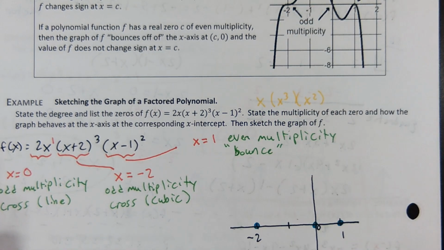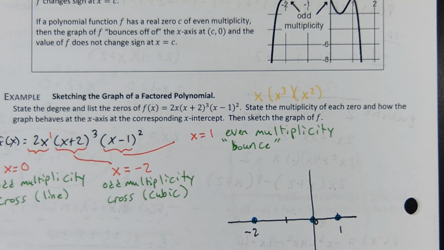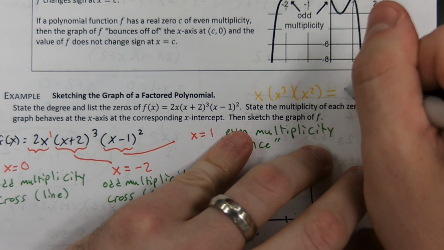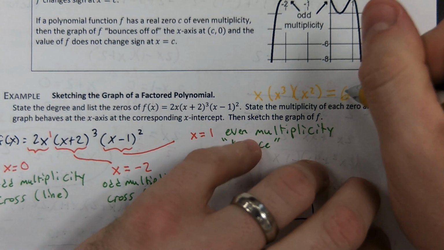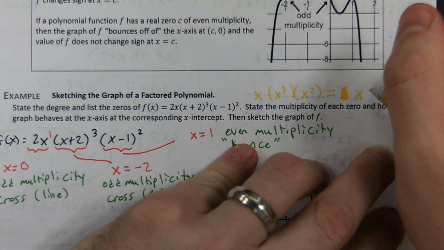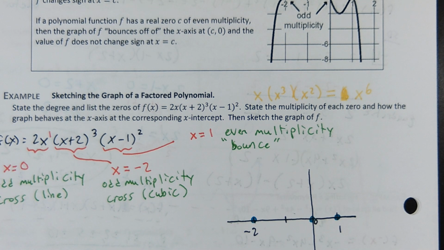If you multiply all 3 of those things together, what are you going to get? X to the 6th. Because remember, when you multiply numbers with the same base, you add their exponents. This tells us that our polynomial is degree 6. And we needed to know that because that's an even degree polynomial, which tells us something about our endings.